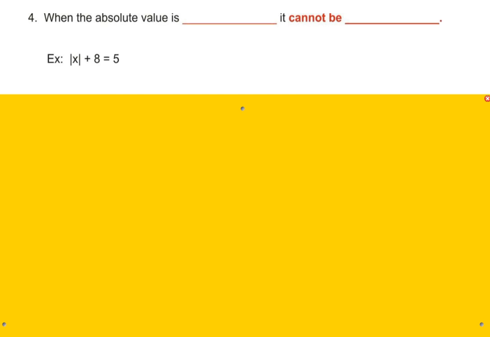Well, you have a situation as well with absolute value. You've got to be aware of this special situation. When the absolute value is isolated, it cannot equal a negative quantity. That's a lot more words, but it's clearer.